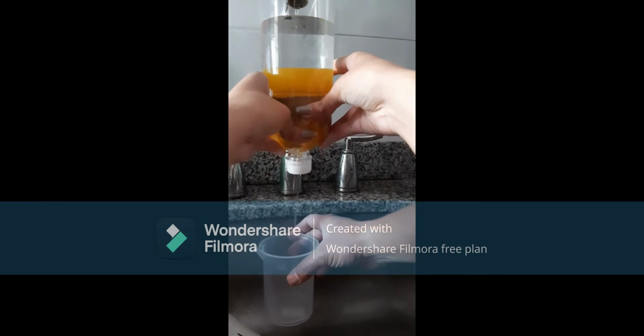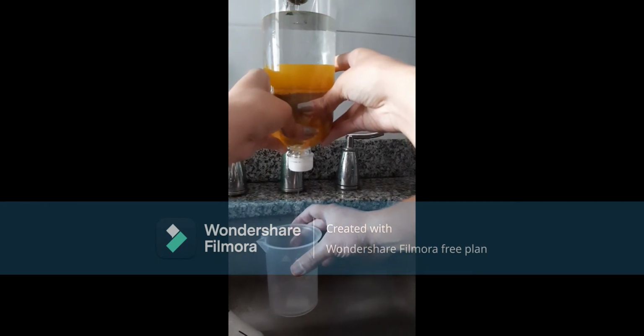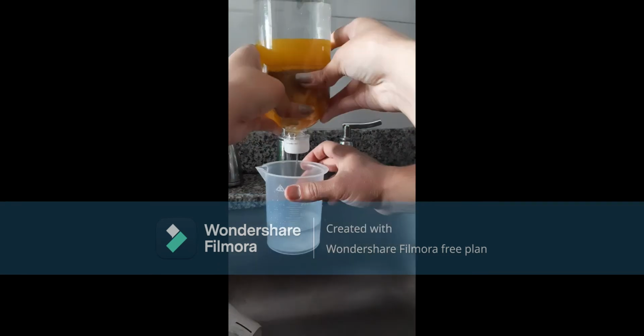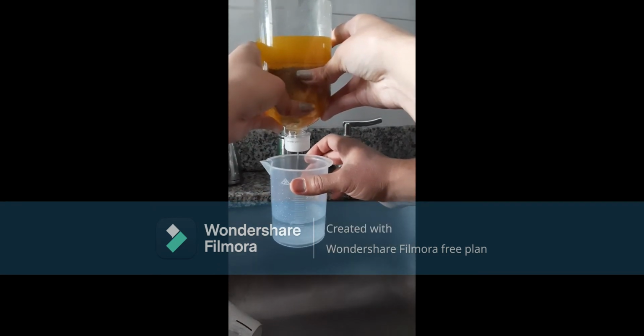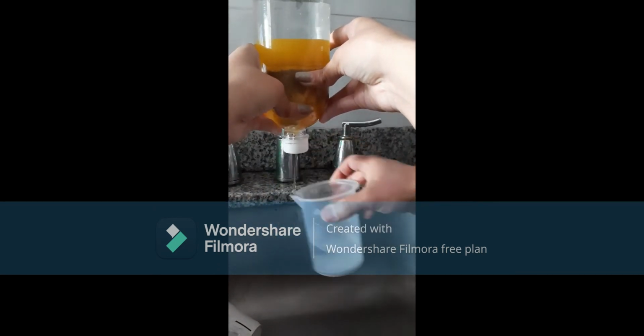To measure the flow that exits the bottle, a beaker was placed under the bottle and the time required to reach a volume of 120 milliliters was measured.